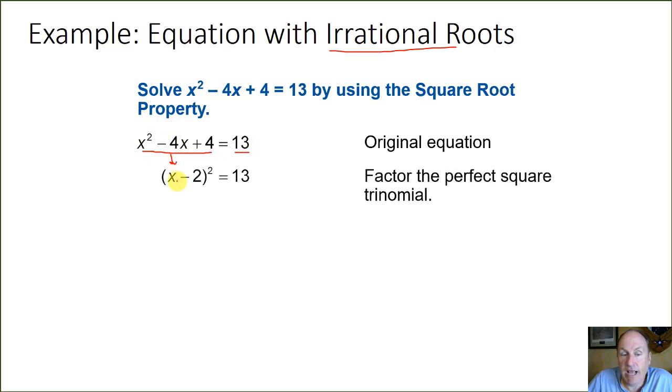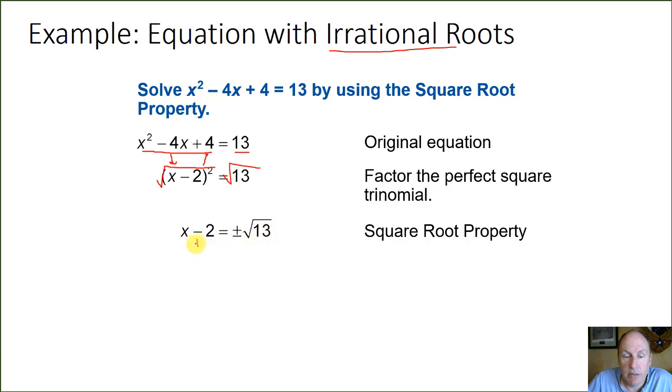And when we factor this, we get x minus 2 quantity squared, because negative 2 times negative 2 is positive 4, and negative 2 plus negative 2 is negative 4x. So negative 2x plus negative 2x equals negative 4x. So we get x minus 2 quantity squared equals 13. Now we're going to use the square root property, because the square root of something squared is the original something, and we get x minus 2 is either equal to positive or negative square root of 13, using that square root property.